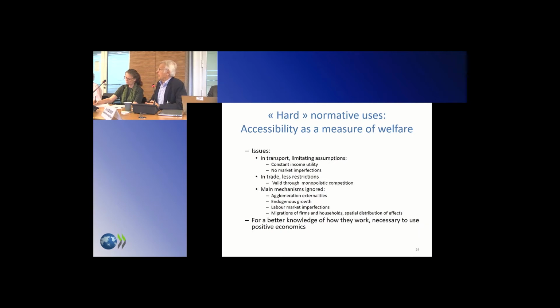Accessibility as a measure of welfare is limited by several drawbacks. Consumer surplus is only valid when you have mainly no externalities and no increasing returns to scale. But as far as you take into account economic geography, you cannot escape from taking into account externality and increasing returns to scale, which are the basis of agglomeration and of the general economic geography development, especially new economic geography, but not only.